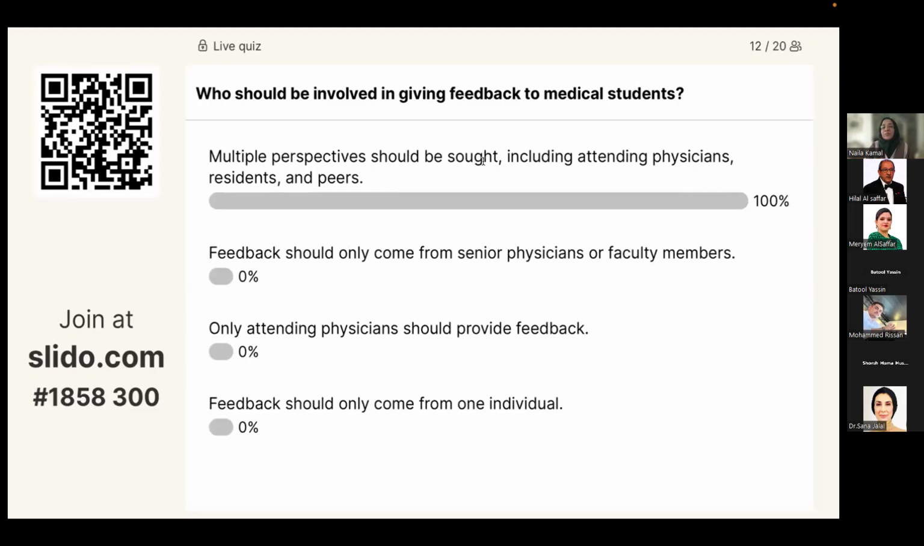Very good. Multiple perspectives, that is why we get the multi-source feedback. You don't have to have only clinicians or your own specialty people. It can be anyone within your community of practice. That is another learning theory, which is Lave and Wenger's learning theory of situated learning. People that are around you become your community of practice. And this community of practice can change on a day-to-day basis.